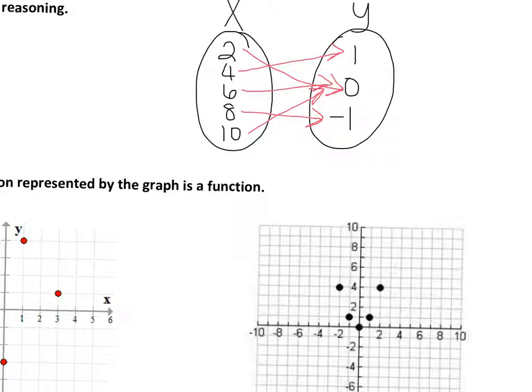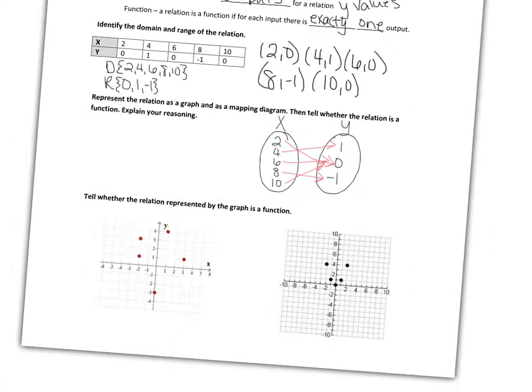Now it's tempting to say it's not, because I noticed that 3 different things are mapped to 0, but I don't really care about the members of my range. I can have more than one thing mapped to the same thing in my range. What's important are these x values here. Every x can only be mapped to one y. Okay, so this would be a function.